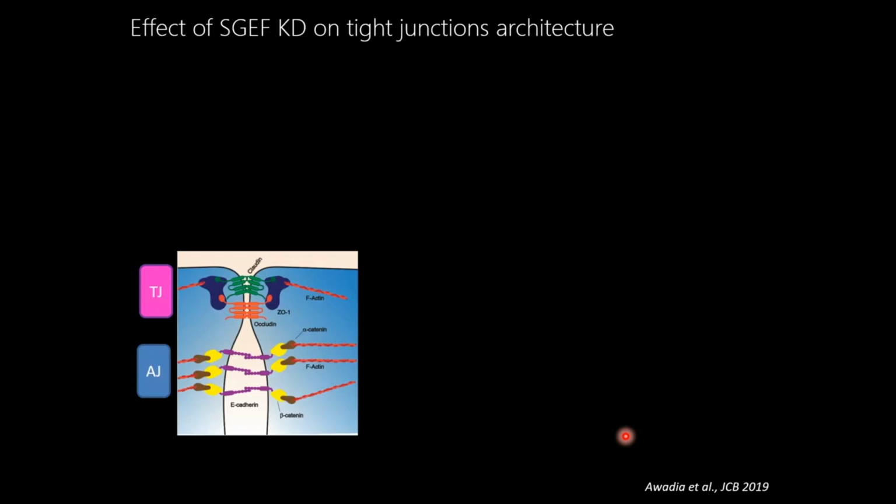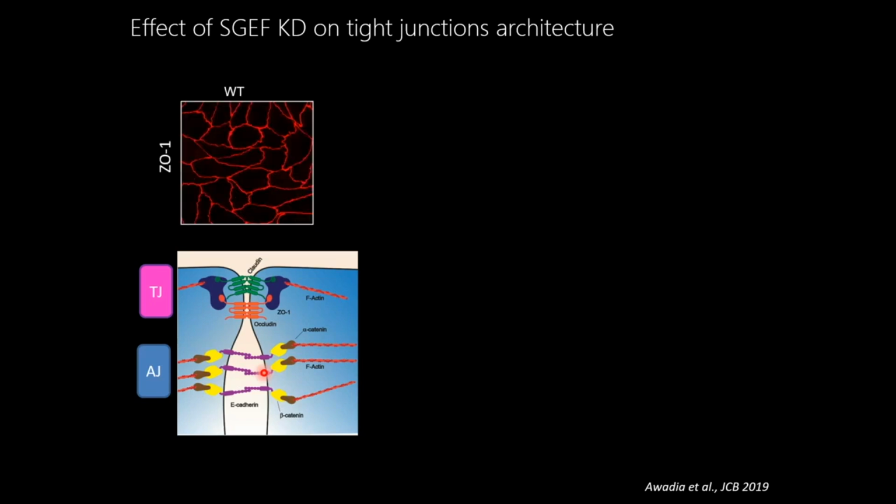We started in a very simplistic way. What happens if we knock down the expression of SGEF? And we looked in two different places. We looked at the tight junctions level, essentially at the level of the barrier function, and then at the cell-cell adhesion level, at the level of adherens junctions, to see if any of these processes are affected in the absence of our gene. So we did knock down, and then we stained.